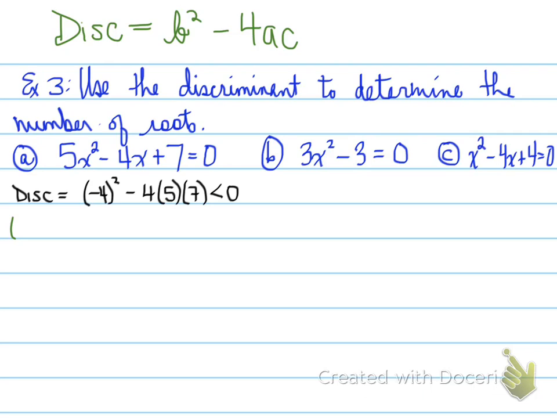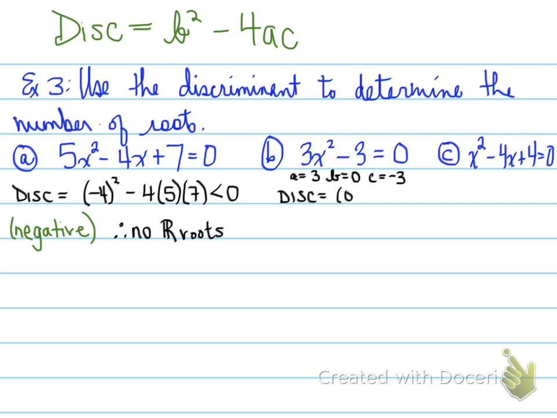To determine the number of roots, you state whether the discriminant is greater than 0, less than 0, or equal to 0. In this case, our discriminant is less than 0, i.e. it's negative. Therefore, we say that there are no real roots for this particular equation. The reason there are no real roots is because this parabola opens up and it would be located above the x-axis.